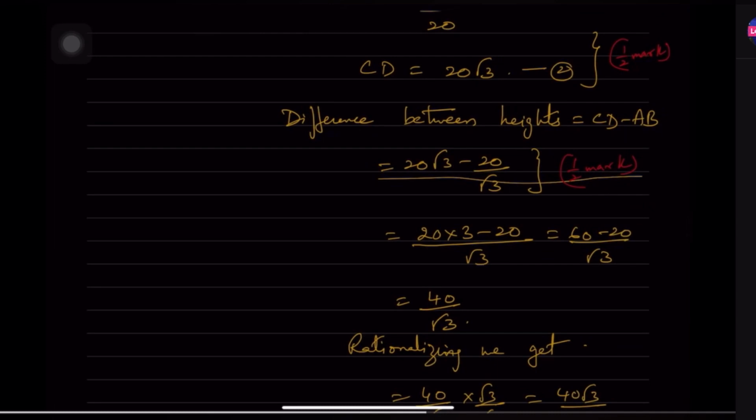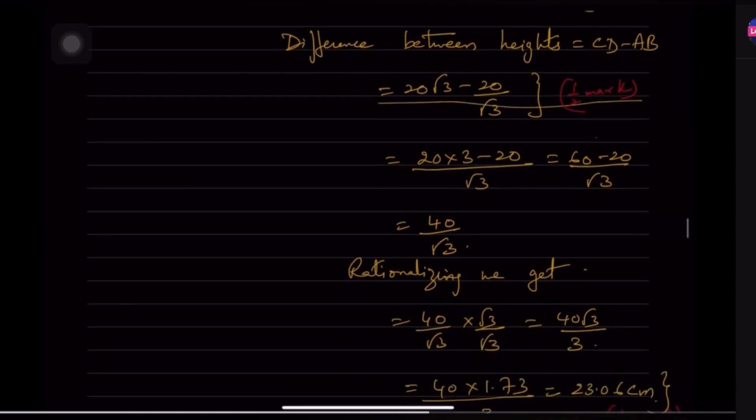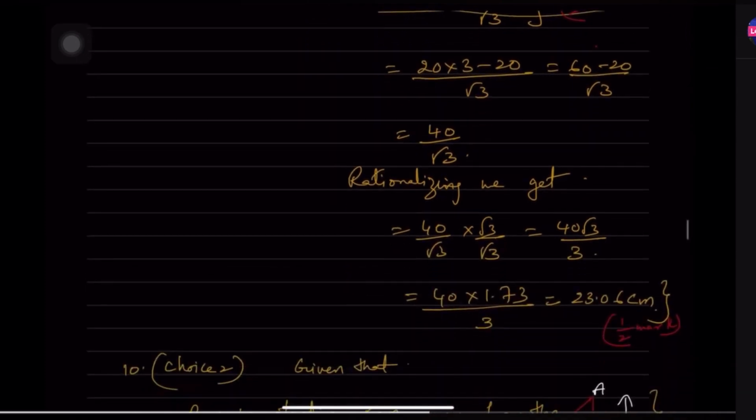Now the difference between the heights is CD minus AB is equal to 20 root 3 minus 20 by root 3. So 20 into root 3 minus 20 by root 3 is equal to 60 minus 20 by root 3, that is 40 by root 3. Now rationalizing we get 40 by root 3 into root 3 by root 3, that is 40 root 3 by 3, which is equal to 23.06 centimeters is the answer. Therefore this is again half mark for this.